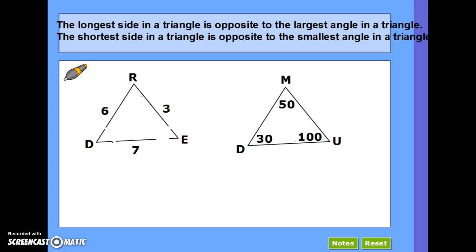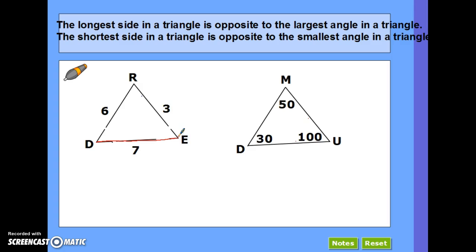So we can see there are two examples here. In the first triangle, DRE, there are three sides given. Side DE is 7, side DR is 6, and side RE is 3. What it means is the longest side DE will be opposite to the largest angle in this triangle.